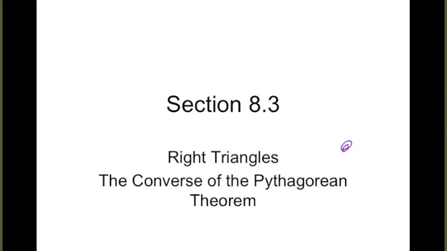Today we're going to talk about our converse to the Pythagorean theorem. We learned what a converse was a very long time ago. A converse is when we switch the if and the then. So the converse of the Pythagorean theorem would say, if a squared plus b squared equals c squared, then it must be a right triangle. Converses are not always true, but it turns out that the converse of the Pythagorean theorem is true.